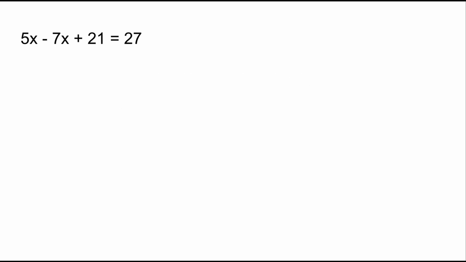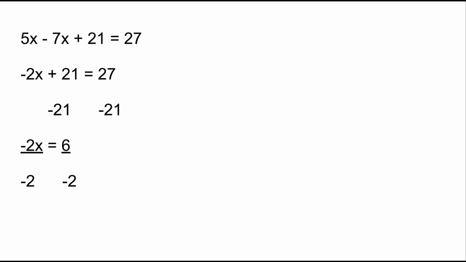Okay, back to simple. We're going to combine our like terms. So we have 5x minus 7x, which equals negative 2x. Then we're going to copy the rest of our problem down. Now we need to subtract 21 from both sides. Rewrite our expression. We have negative 2x equals 6. Right now, that x has a times negative 2, so we are going to divide by negative 2 on both sides. And x gives us negative 3.